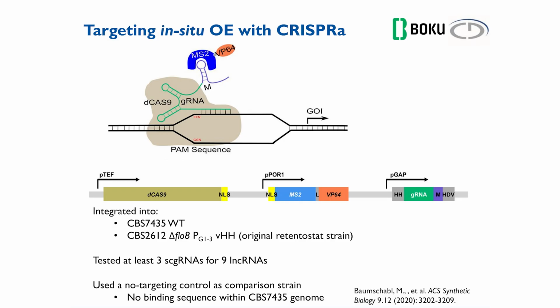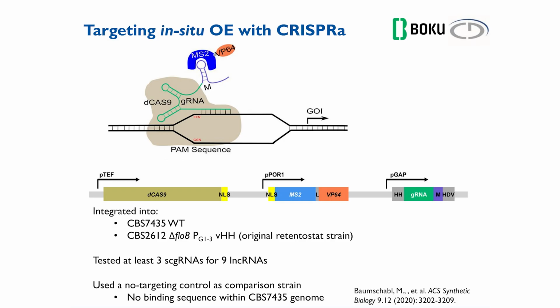It uses a deactivated Cas9 and a scaffold guide RNA, which interacts with an MS2 binding protein fused to an activation domain. When you target this near the transcript start site, hopefully you will increase expression of your transcript. I wanted to go for an in situ strategy because it might be localization dependent, where the long non-coding RNA is. I integrated this whole cassette into a wild-type strain as well as a protein-producing strain, specifically the one from the retenstats.